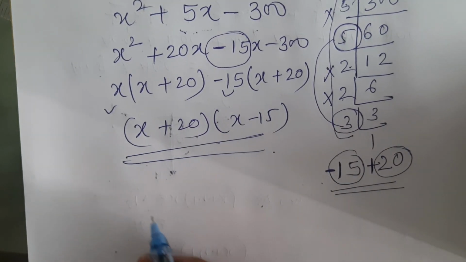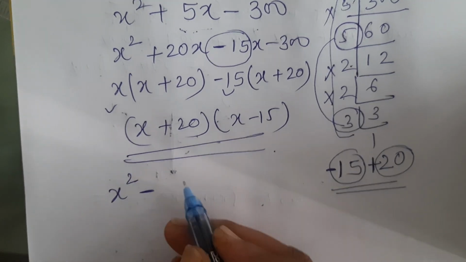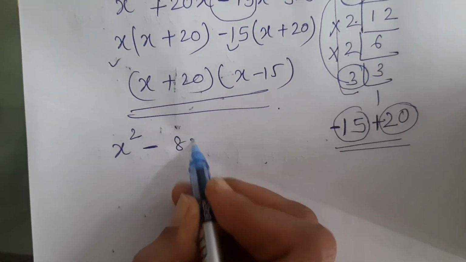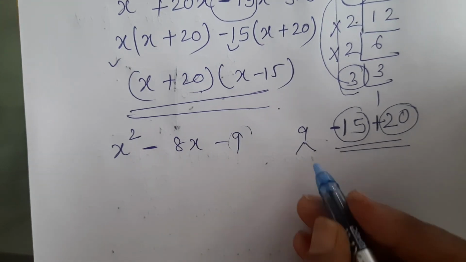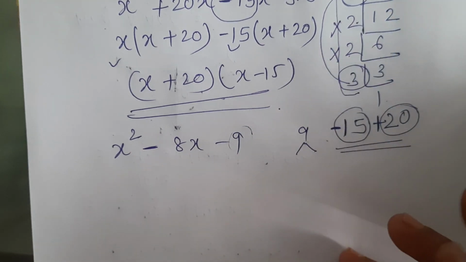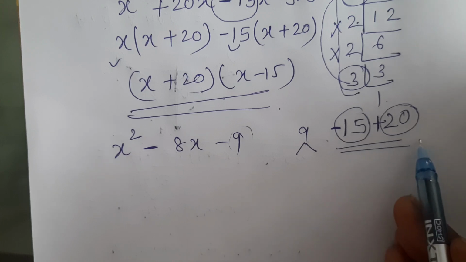Let's start with one more example. x square minus 8x minus 9. So first we need to find multiples. If the number is smaller, you can easily do it. If the number is bigger, go for prime factorization, arrange them and try to find out multiples.